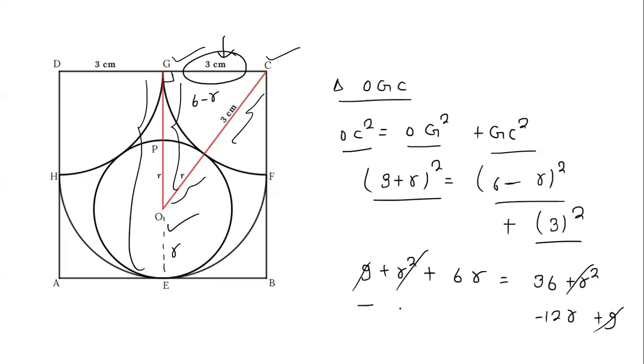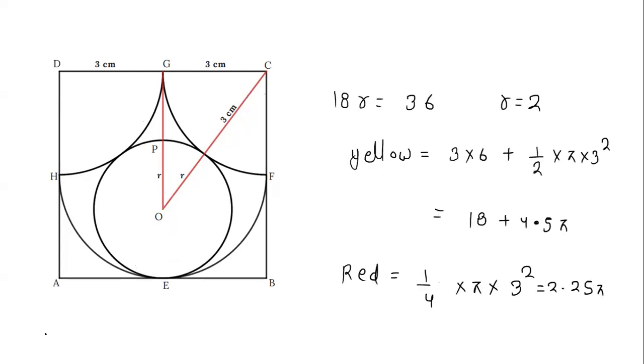It comes like 9 plus R square plus 6R is equal to 36 plus R square minus 12R plus 9. The R square and R square cancel. The 12R you can take to the left hand side, so it becomes 18R, and this 9 and this 9 cancel. And here it is 36. So 18R is equal to 36, so R is 2 centimeters. So the radius of this circle is 2 centimeters.